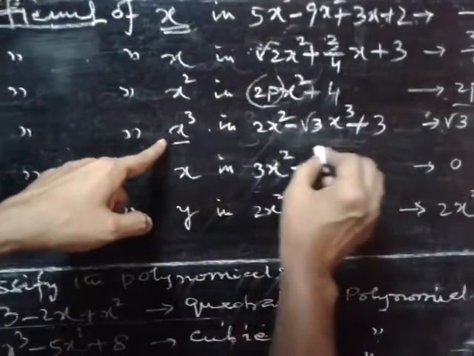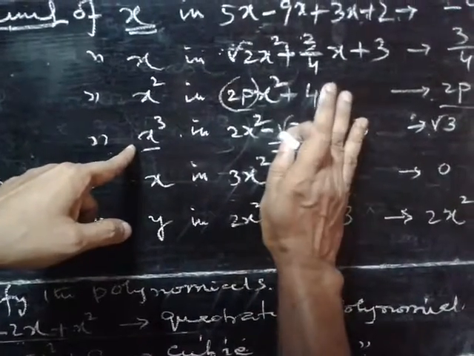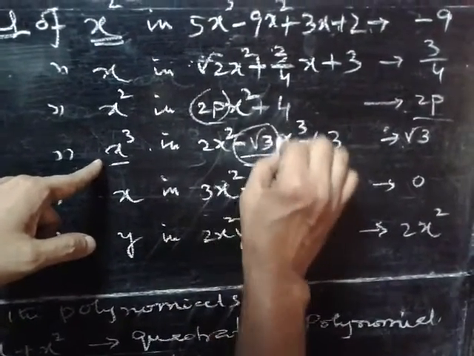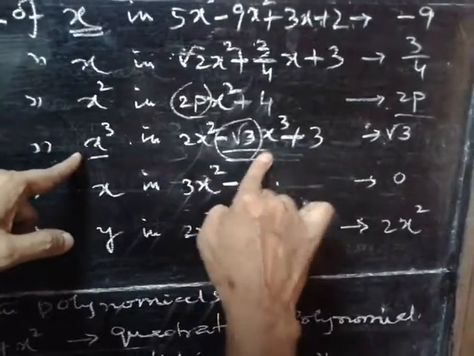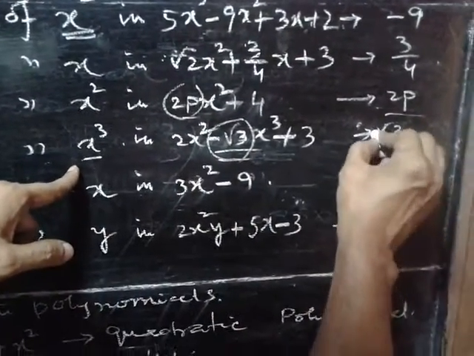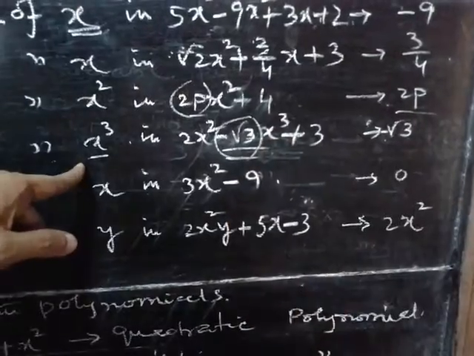x cube here, this is the term x cube. Hide this one. What is remaining? See, this is actually this with x cube. So coefficient will be minus root 3x.